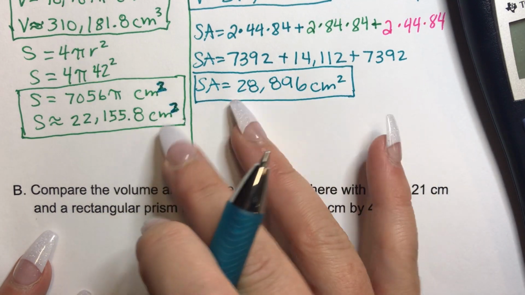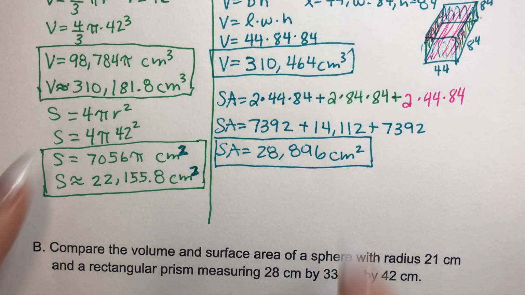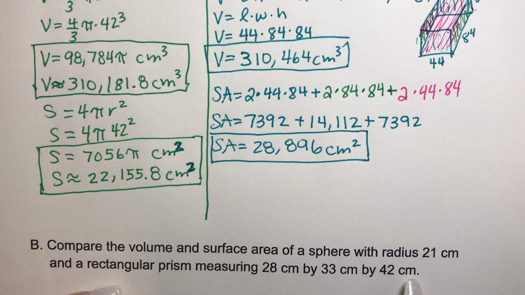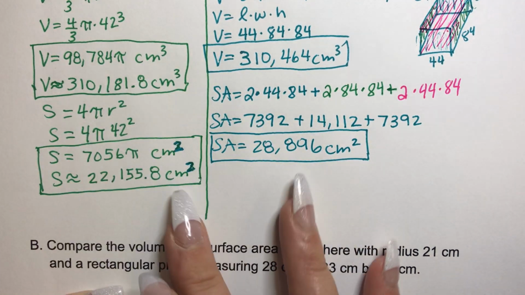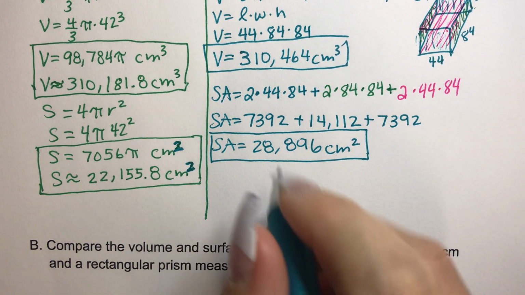So it looks like they're close, but they're not exactly quite the same. But pretty close. I'd say the volumes are definitely the same. So they approximately have the same volume, but the surface area of the rectangular prism is more than the surface area of the sphere.